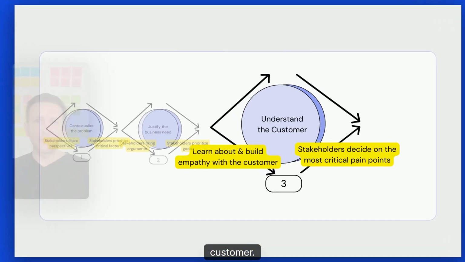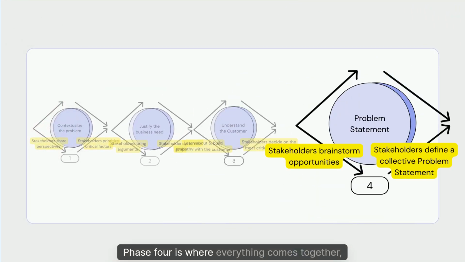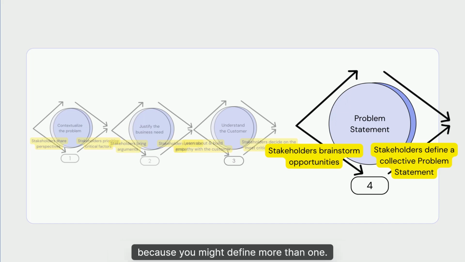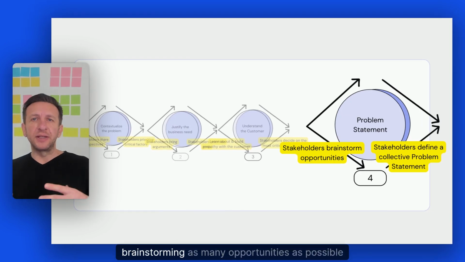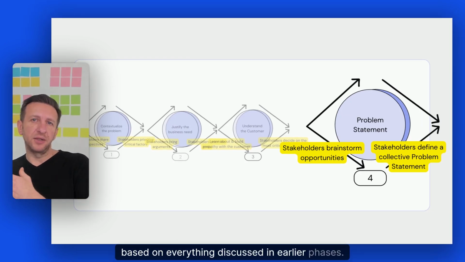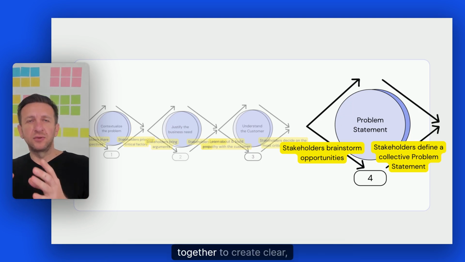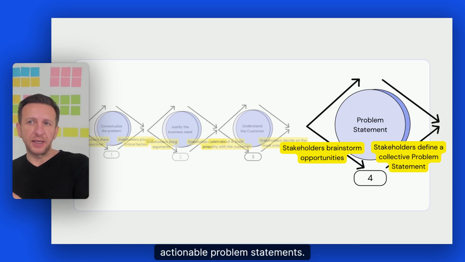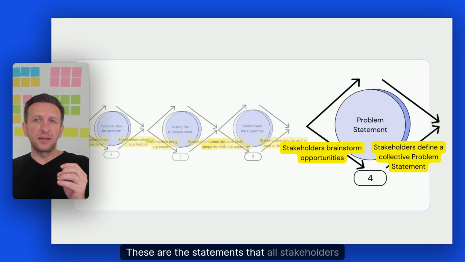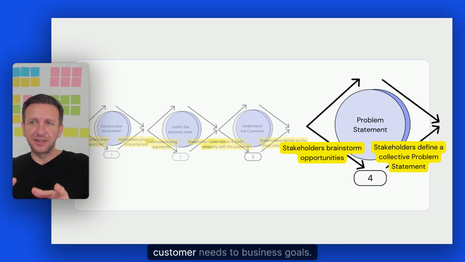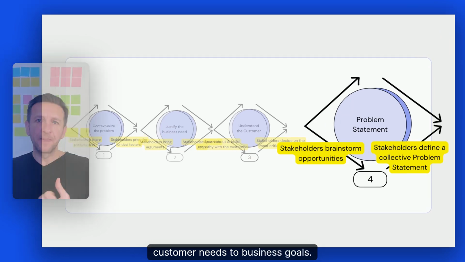Phase 4 is where everything comes together, defining the problem statement or problem statements, because you might define more than one. You'll start by diverging, brainstorming as many opportunities as possible based on everything discussed in earlier phases. Then you'll converge with the group by working together to create clear, actionable problem statements. These are the statements that all stakeholders agree on and that connect customer needs to business goals.